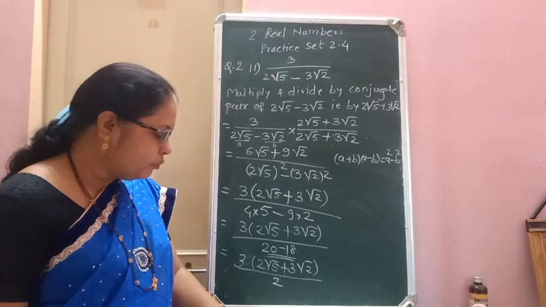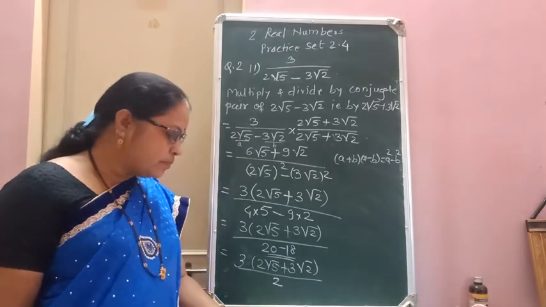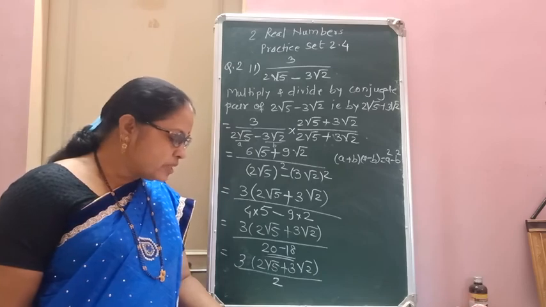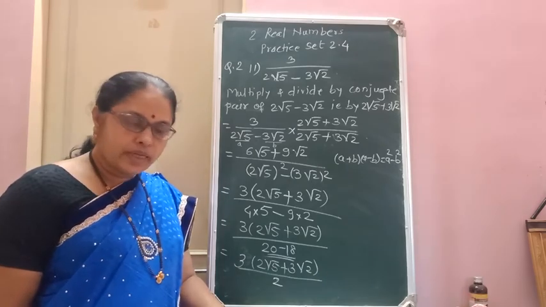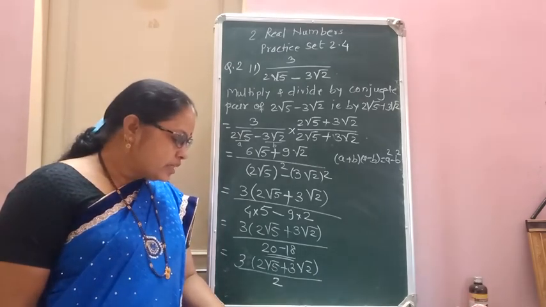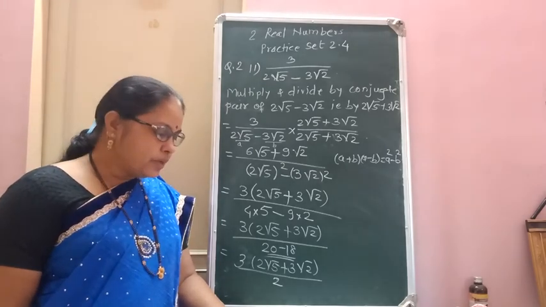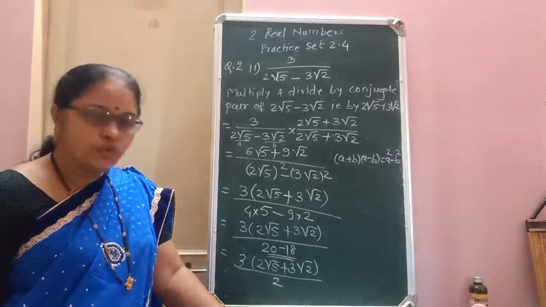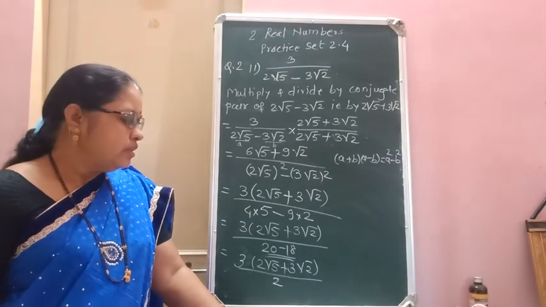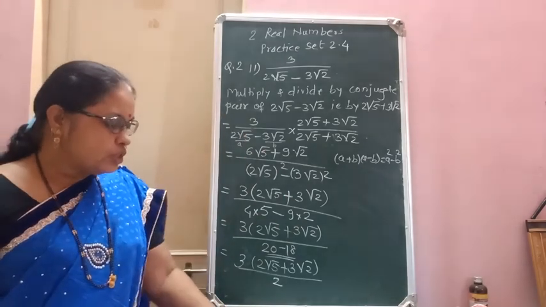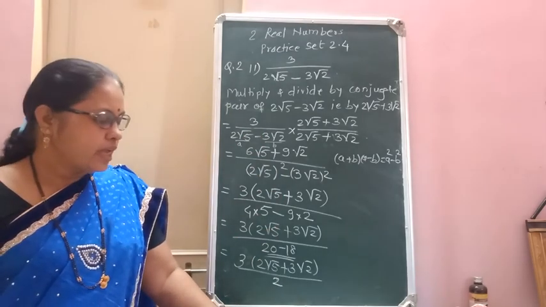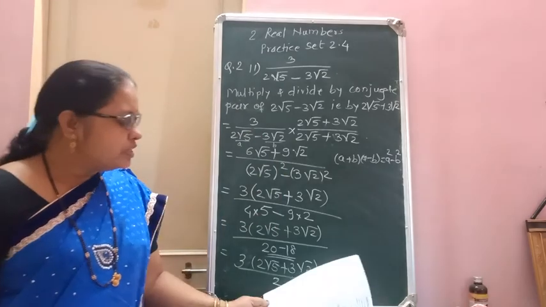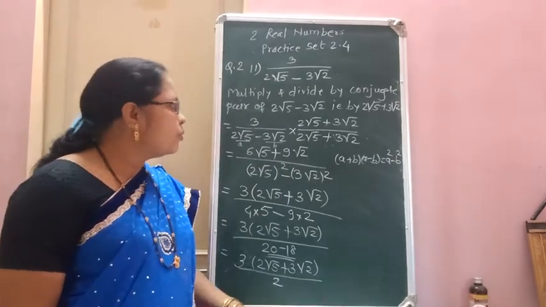Similarly, you can solve the third and fourth examples. You have to multiply by the complex conjugate number of 7 plus 4 root 3, that is 7 minus 4 root 3. And in the fourth example, root 5 plus root 3, the complex conjugate pair is root 5 minus root 3. In a similar manner, you have to solve these three examples as homework, and next time we will see practice set 2.5.